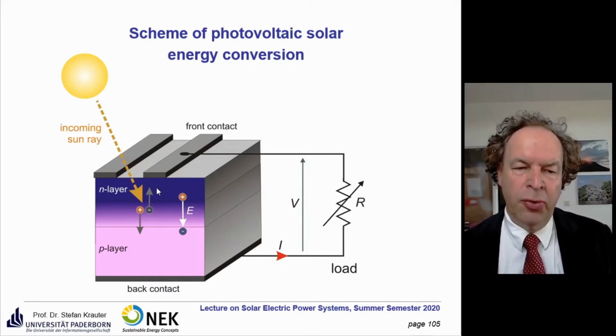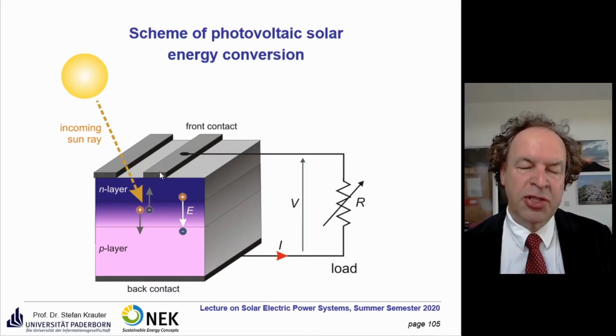In order to flow, there have to be contacts. The back contact can be massive. The front contact is a compromise because on one hand you want good contacts, but on the other hand the photons have to enter. As a typical value, you just cover about 4% of the front surface by this contact.